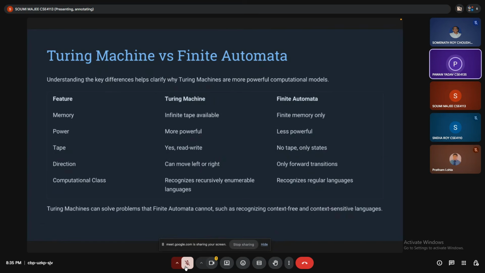A Turing machine recognizes recursively enumerable languages, but a finite automaton recognizes regular languages. Change the slide.